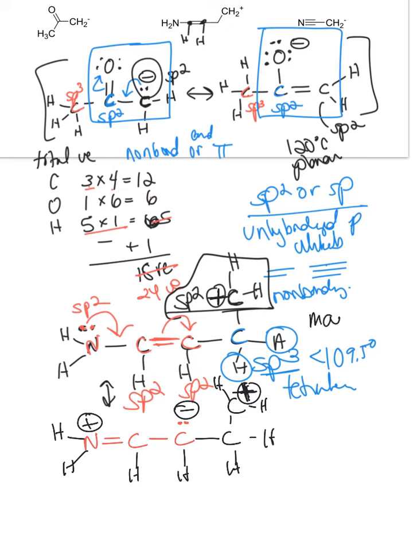You know the first one is your major contributor because you don't have so much charge. Here you have a lot more charge, less number of bonds. Actually, it might be the same number of bonds. Now, this is going to stay the same. So this is still sp2. This is sp2. This is sp2. This is sp3. And this is sp2.